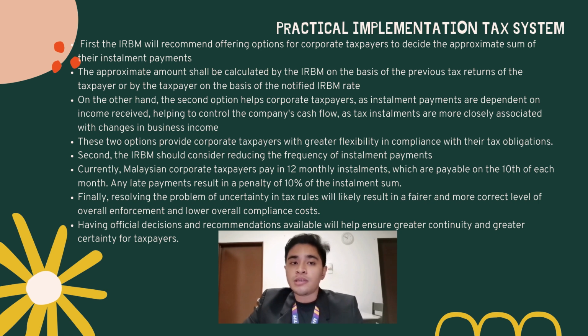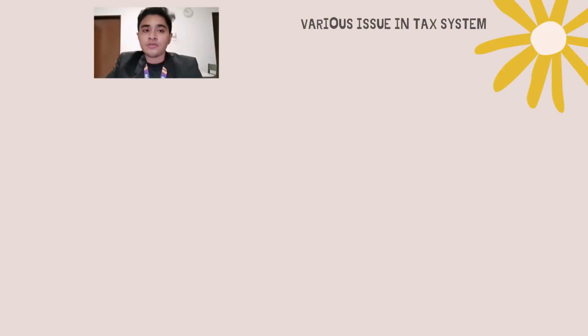Finally, resolving the problem of uncertainty in tax rules will likely result in a fairer and more correct level of overall enforcement and lower overall compliance costs. Having official decisions and recommendations available will help ensure greater continuity and greater certainty for taxpayers. However, appropriate steps should be taken to ensure that these public decisions and rules do not lead corporate taxpayers to a more challenging role than they already have.